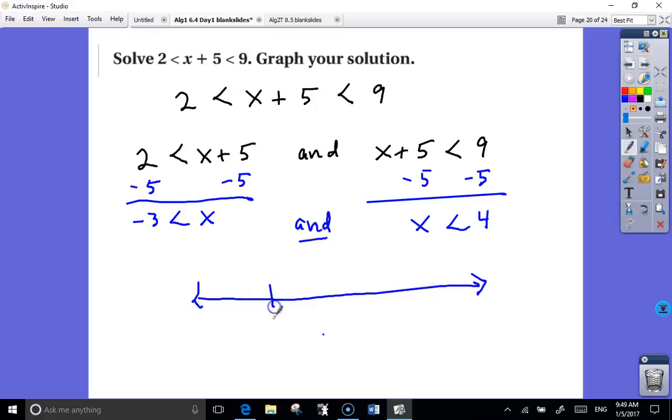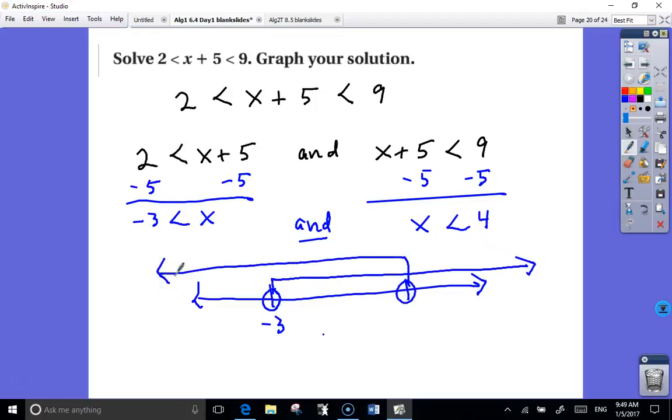you're going to need to show that you're going from negative 3 infinitely to the right, and from 4 infinitely to the left, and that because it's an and, the only part of the graph which counts is where they overlap. So again, you could do it this way, but make sure you include those details. If you do it with a 3-part inequality, you don't need to worry about that, which I would think is better.